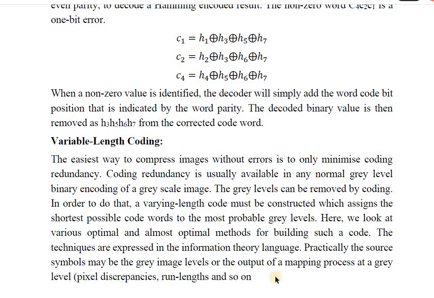And then what we do is, for the gray levels which are not very probable, we can use longer codes, because they are not going to occur again and again anyway. So practically, the amount of memory that you need to store an image with uniform length coding is much larger compared to the amount of memory you need to store an image with variable length coding. So that is variable length coding. We are also going to see how variable length coding is done next.